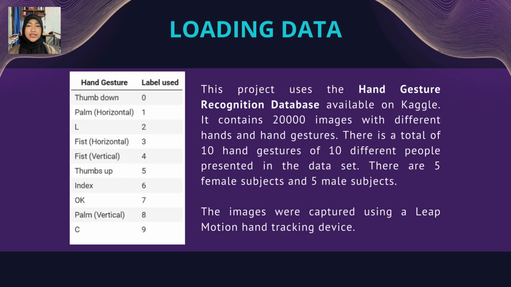And as you can see here, the table has hand gesture and label. So we have specified the hand gestures we want to recognize, which are thumb down, palm horizontal, L shape, fist horizontal, fist vertical, thumbs up, index finger, OK shape, palm vertical, and lastly the C shape. Each gesture was labeled with a different number because it's easier to classify each gesture.